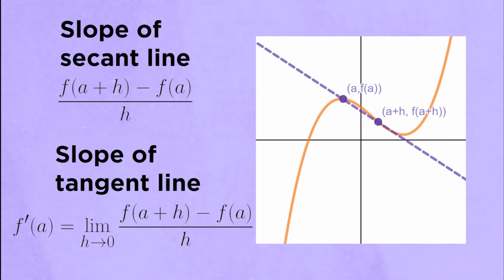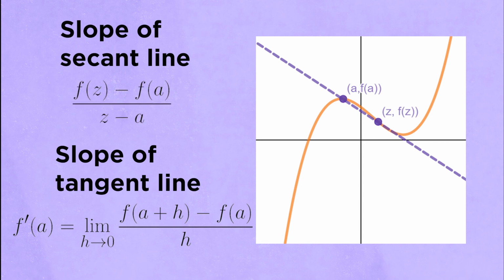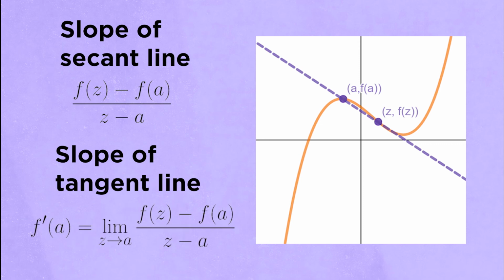There is an alternate way of expressing the definition of the derivative that for some people is conceptually clearer, but in many specific examples is harder to compute. In the second formulation, instead of the points we take the secant line being labelled (a, f of a) and (a plus h, f of a plus h), we label them (a, f of a) and (z, f of z). The slope of the secant line is then f of z minus f of a over z minus a, and the derivative is the limit of this quantity as z approaches a.